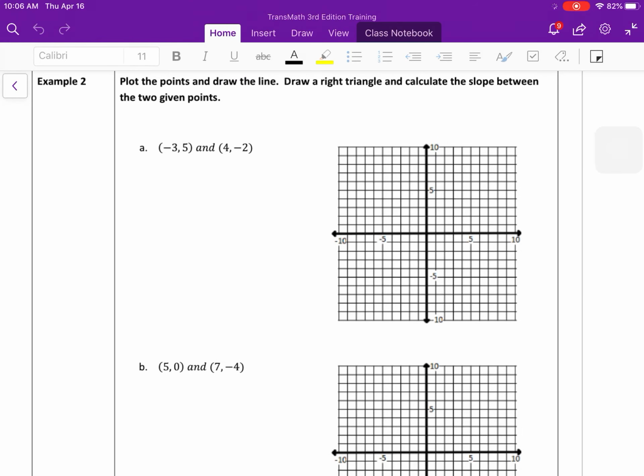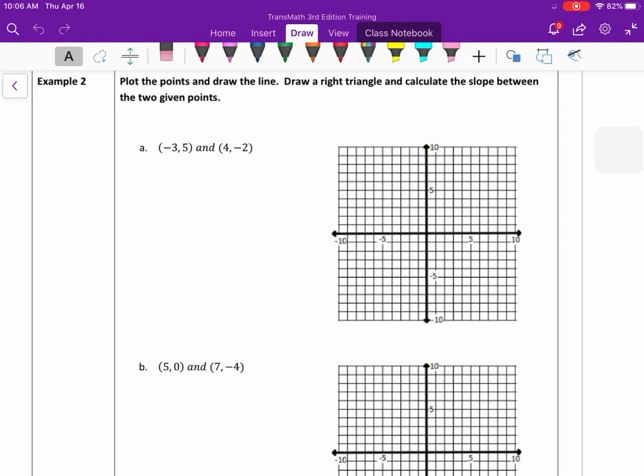And the first thing you want to do is plot the 2 points. So negative 3, 5. Remember, you start at the 0 at the origin. Negative 3 means you go 3 to the left and then up 5. So the point negative 3, 5 is right here. And then to graph the point 4, negative 2, you start at the origin, you go to the right 4, and then negative 2 is down 2, so that is this point right here. Okay, so graphing those 2 points.